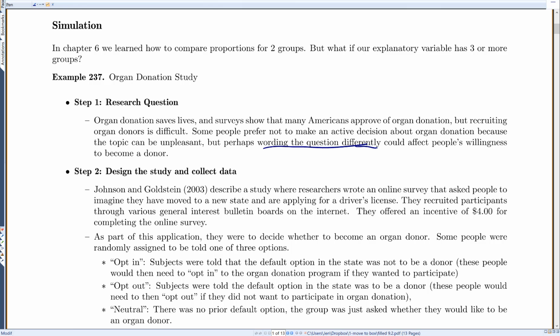So step 2 is design a study and collect data. So they have the study where they ask people to imagine that they're moving to a new state and they're applying for a driver's license. Okay, they recruited participants through various interest boards on the internet. Okay, so this part tells you that it's not a random sample. And they offered an incentive, $4, to get people to actually do it. Okay, so the fact that it's not a random sample and they were paying people to do it tells you that it's not going to be representative of all people.